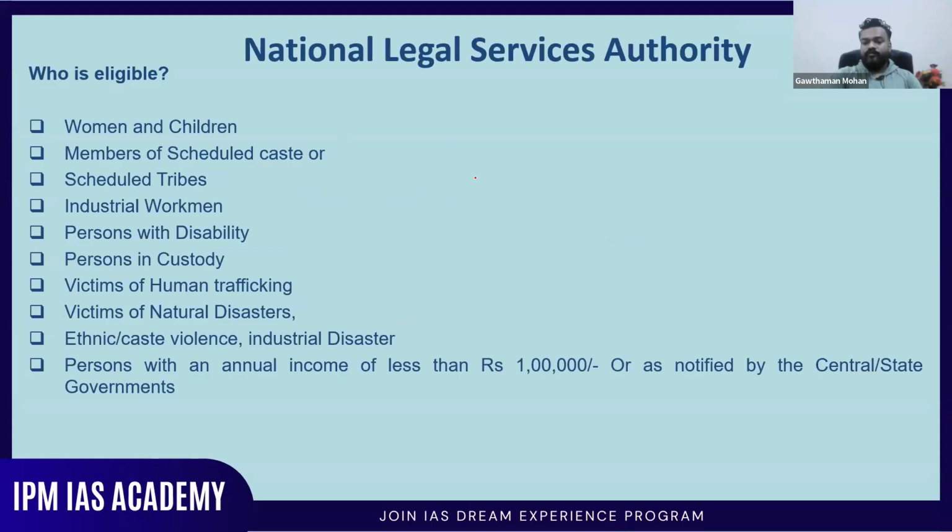Who is eligible for the services of NLSA? Women and children, members of scheduled castes or scheduled tribes, industrial workmen, persons with disability, persons in custody, victims of human trafficking, victims of natural disasters, ethnic caste violence, industrial disaster, and persons with an annual income of less than 1 lakh or as notified by the central or state government. So these are the people who are eligible to get the services of the National Legal Services Authority.